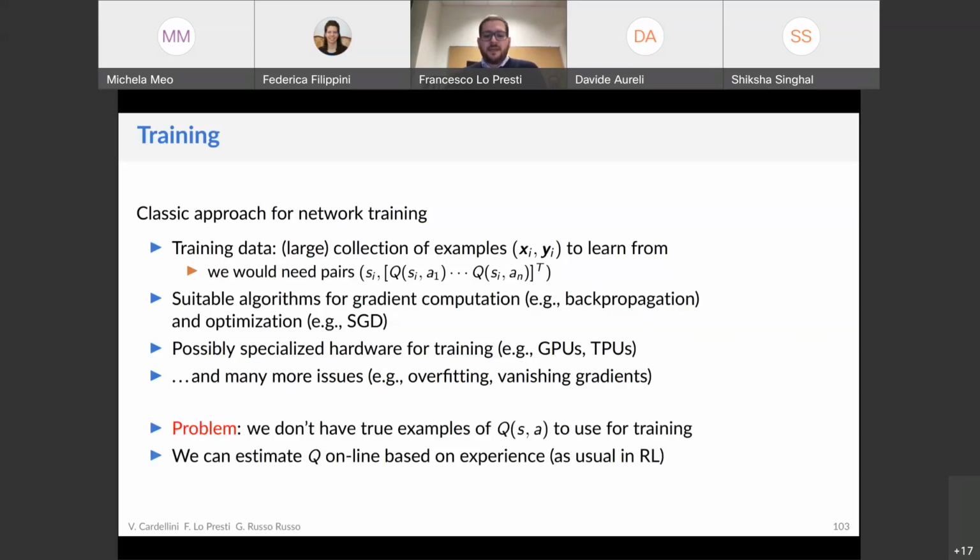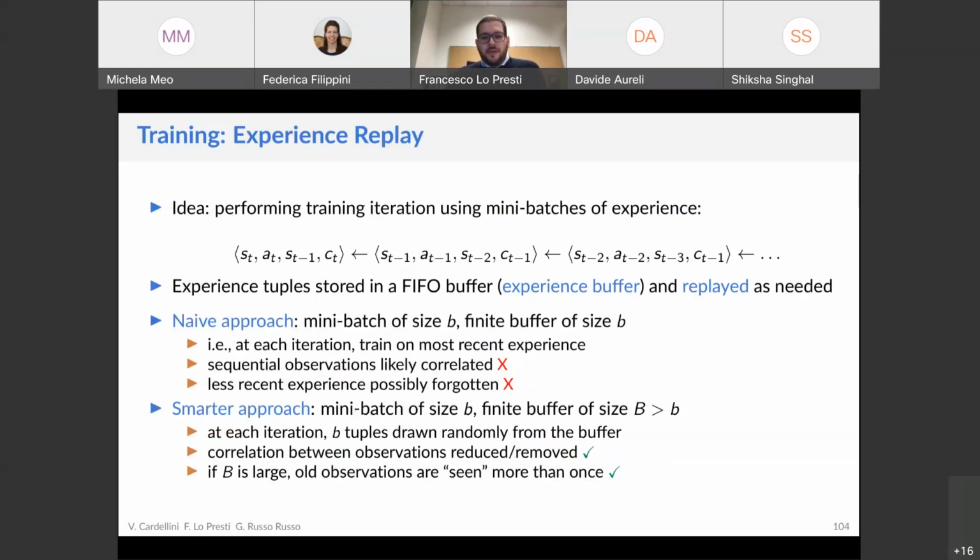The problem is that actually we don't have the true examples of the value function to use for training. This is the same problem we had for linear function approximation. So what we need to do is to estimate Q online based on experience, as usual in reinforcement learning. To do so, we need to introduce a new concept, that is the experience replay.